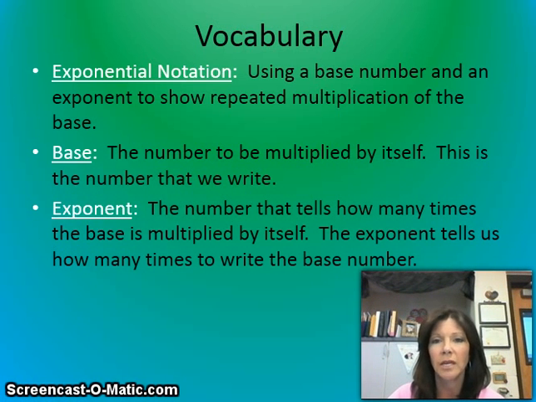So exponential notation, using a base number and an exponent to show repeated multiplication of the base. Base, the number to be multiplied by itself. This is the number that we write. And the exponent is the number that tells how many times the base is multiplied by itself. The exponent tells us how many times to write the base number. Write those down, pause the video, begin again when you're ready. Please don't skip. Take a minute and write all of them down.